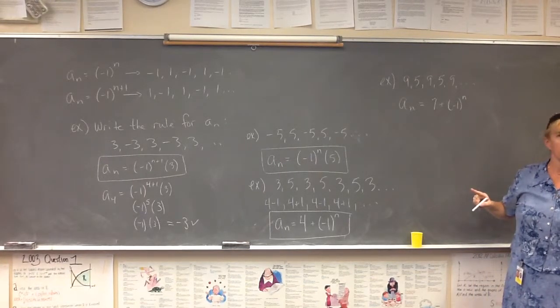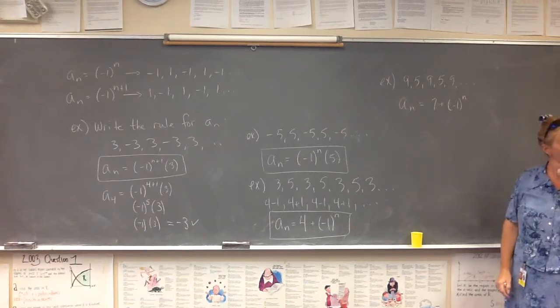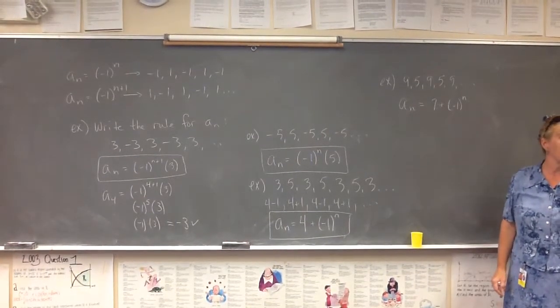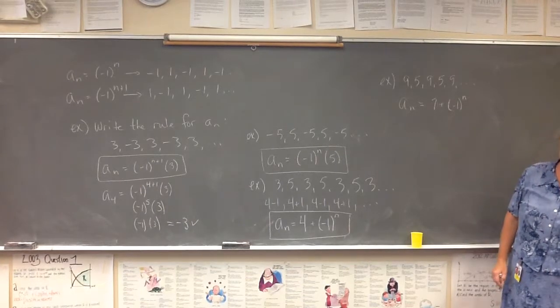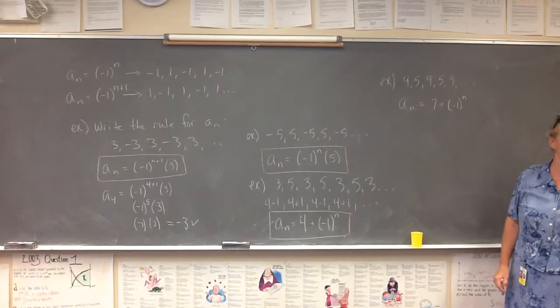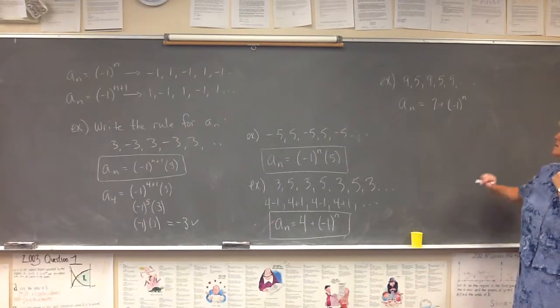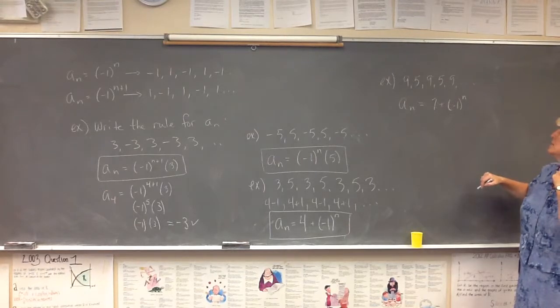No. It should be a negative 2. Yeah. No, wait. It's 2. Well, see what we're missing is that middle step where we rewrite the thing back and forth, so that we can see whether we need to add or subtract, right? A sub n equals 7 plus negative 1 to the n times 2.